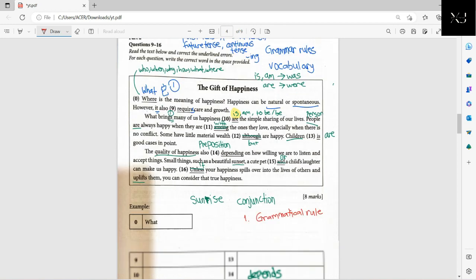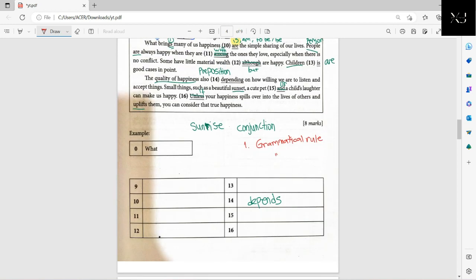And the grammar category, like what are the words that are under this category. That's it. Very simple, very easy, right?